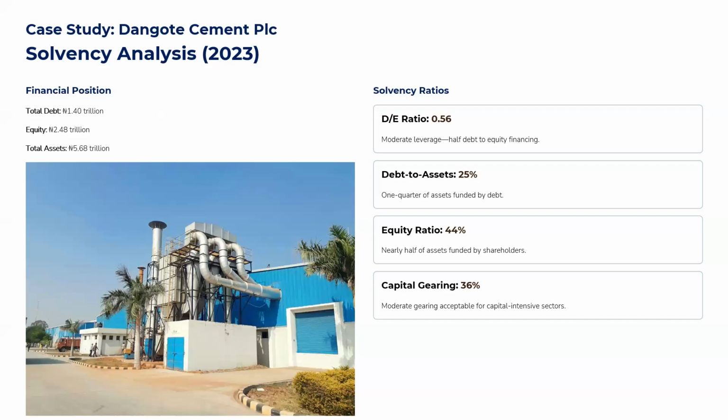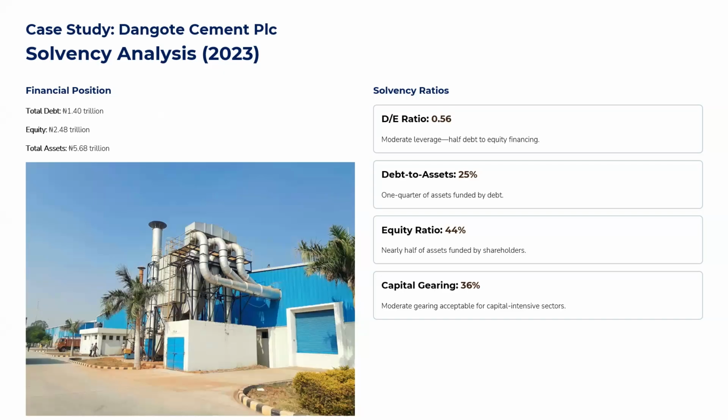Now, for the debt to assets, we're looking at the debt, 1.4 trillion, divided by total assets, which is 5.6. If you divide, that gives you 25%. Which means that your debt is one quarter of your assets, which is still reasonable. So if your debt is one quarter of your assets, you're still good to an extent.